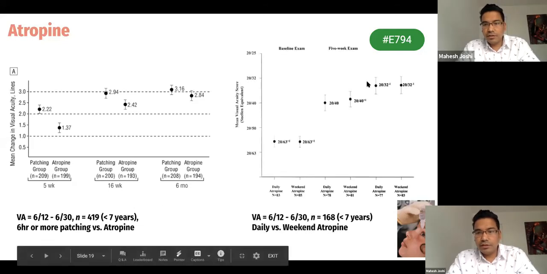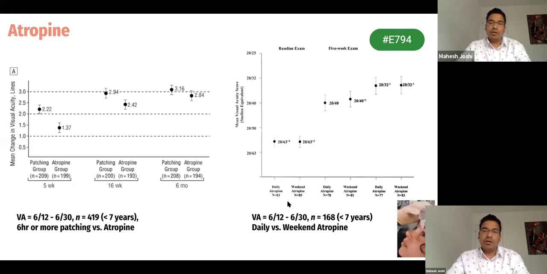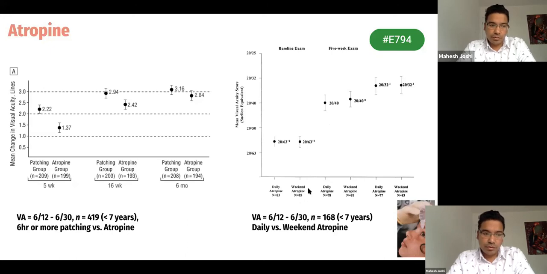So what if we reduce the dose even further? In this study, they looked at prescribing atropine only on the weekend. Atropine, as you know, has its own side effects, so we want to make sure that the dose is as low as possible, that is adequate to improve the vision. In this study, they found that even instituting weekend atropine, so atropine over Saturday and Sunday, is adequate to have the same amount of visual improvement. So this is in the baseline as we go along. This is in the 5 weeks examination and so on. So just prescribing weekend atropine is adequate for moderate amblyopia.